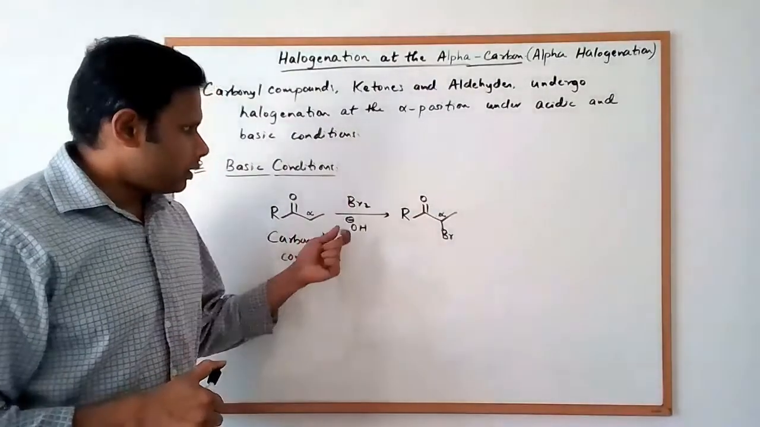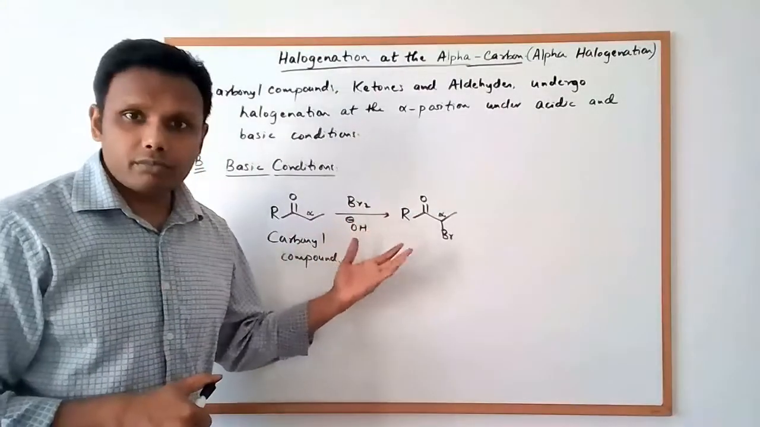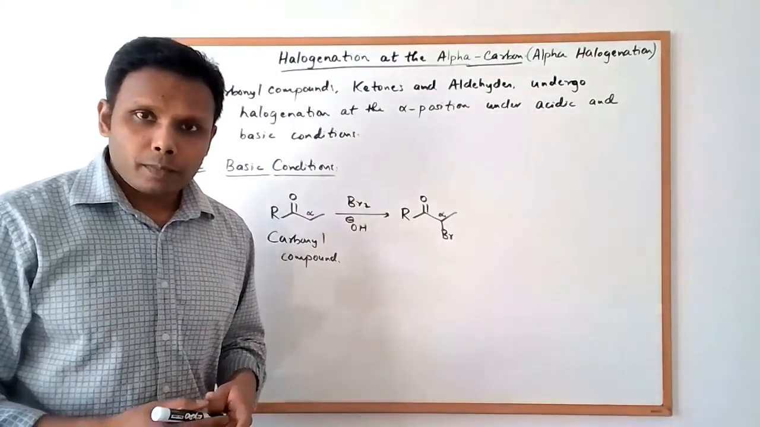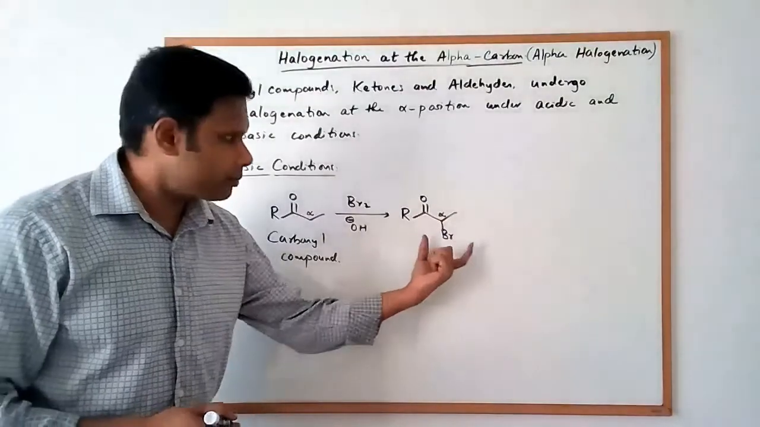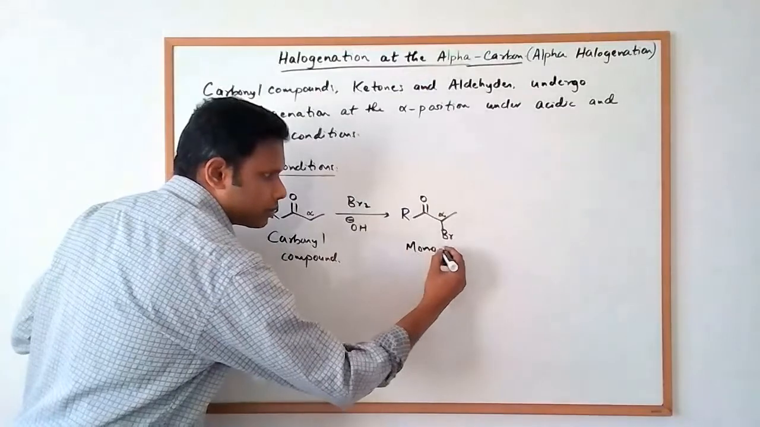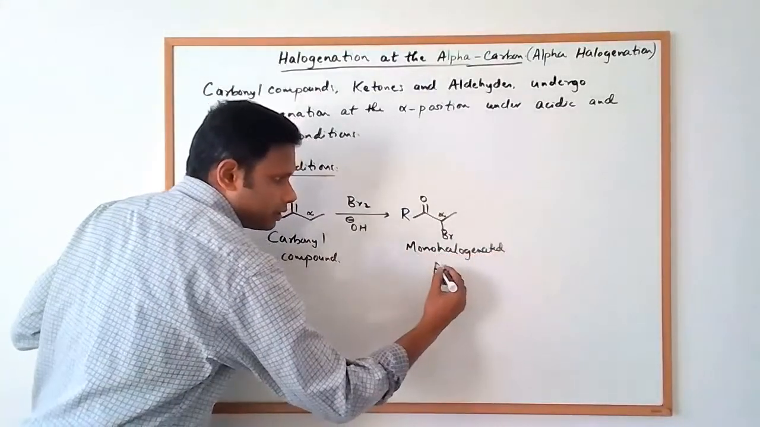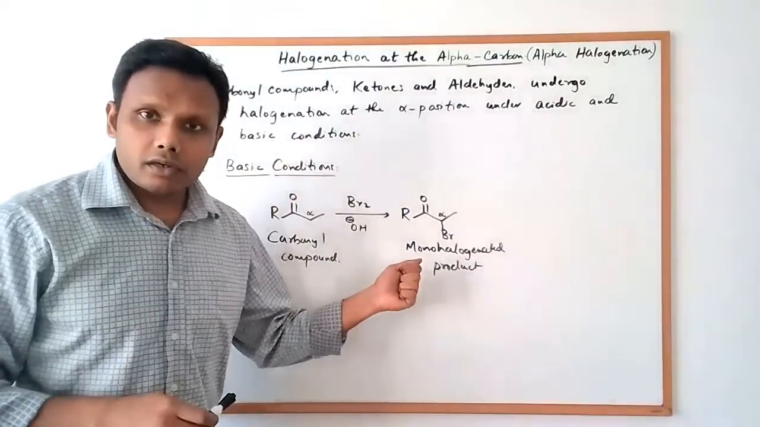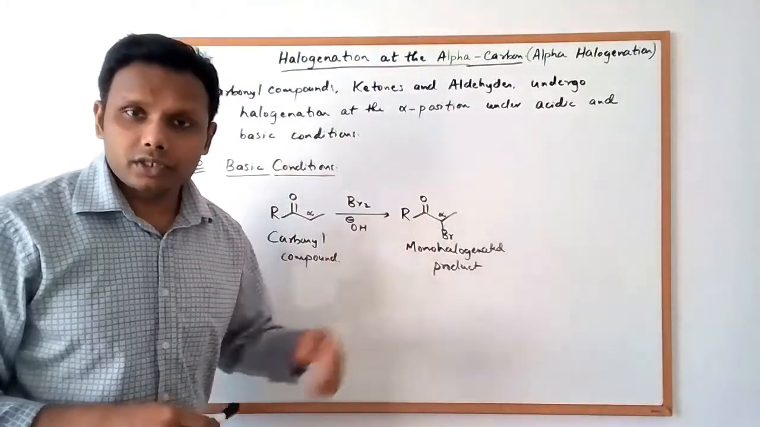Okay. Now the bromination or the halogenation under basic conditions, it is more difficult to control. And in fact, you get multi-halogenation. Okay, it does not stop at the monohalogenated. So this is called the monohalogenated product. You've put one halogen. But under basic conditions, if there are additional alpha hydrogens present, then the halogenation continues.